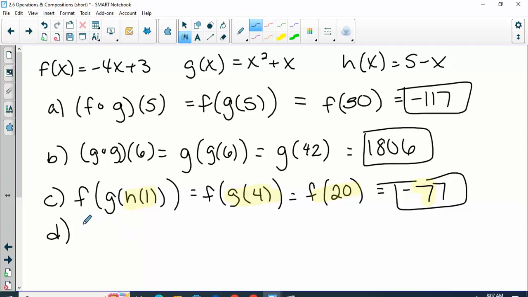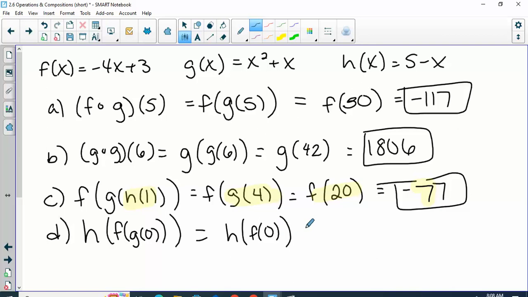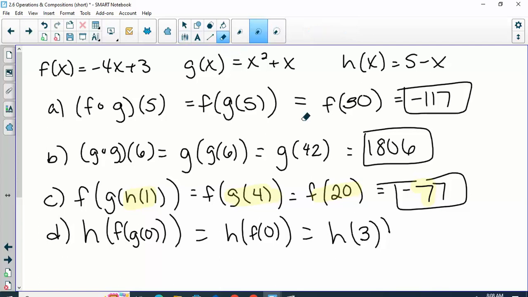Alright, D. h of f of g of 0. So if you put a 0 into g, you get 0. Now we have f of 0. 0 into f gives us 3. And then if you put a 3 into h, 5 minus 3 is 2. Alright, so that's kind of wrapping up what we were working on yesterday. Any questions about that?